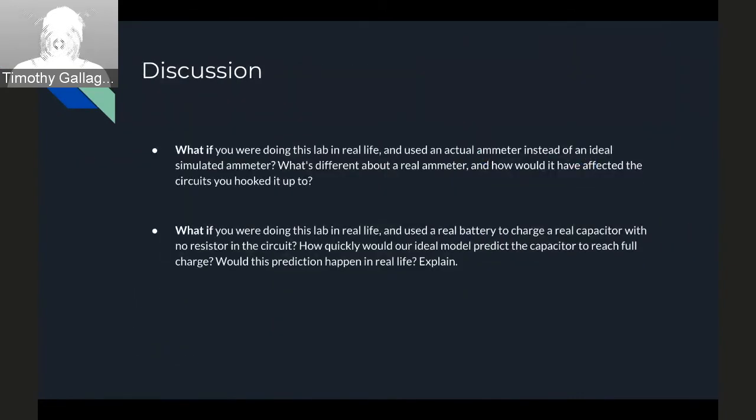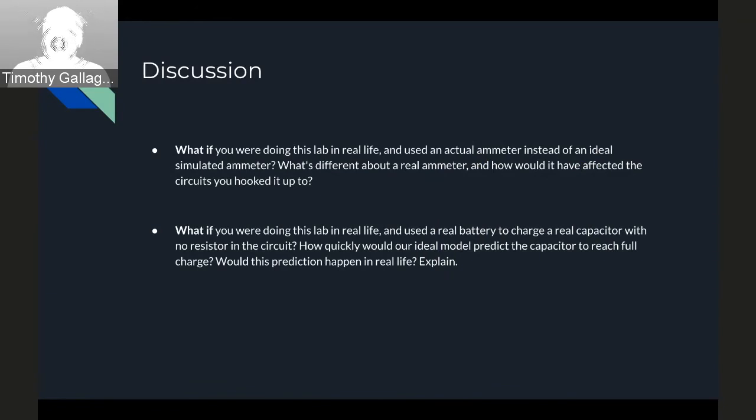Now moving on to the discussion. What if you're doing this lab in real life and use an actual ammeter instead of an ideal simulated ammeter? What's different about a real ammeter and how would it have affected the circuits you hooked it up to? We would find that the current reading in real life would be lower because actual ammeters have resistance, as opposed to the simulation where the ammeters had no resistance.